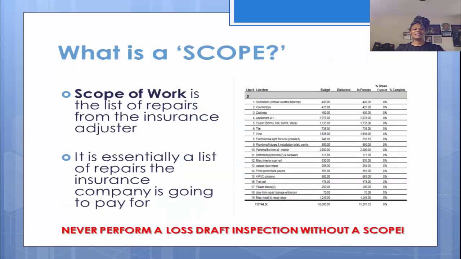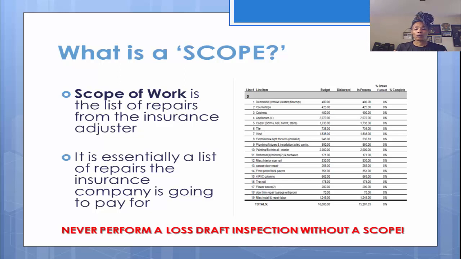So what is a scope? All the scope of work that I've been talking about, what is it? Don't worry. It's just a list of repairs from the insurance company. That's it. As you can see here to the right, is a screenshot of some different repairs that were supposed to be done at a property. So basically, it's just a list of repairs. Okay, and basically, this list of repairs is what the insurance company is going to pay for.